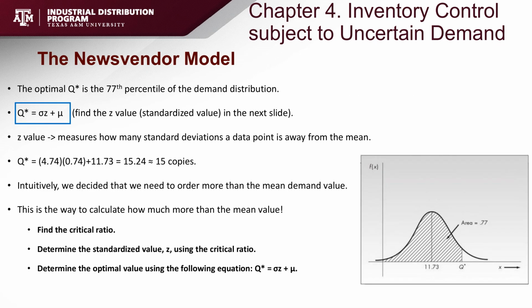Now, how do we turn that 77th percentile into an actual copy count? We use Q star equals sigma Z plus mu. That Z is read from the normal distribution table. How many standard deviations above the mean do we have to sit to capture 77%? On the picture, the shaded region under the curve, the chunk left of Q star, is exactly 0.77, and Q star sits just right of the mean. For Mac, it's 4.74 times 0.74 plus 11.73, about 15.2, which we basically round to 15 copies.